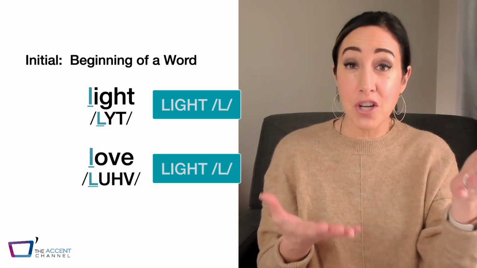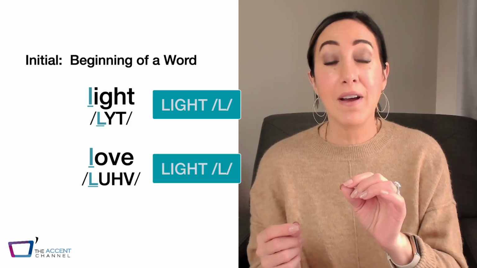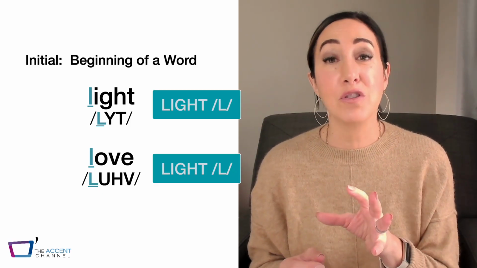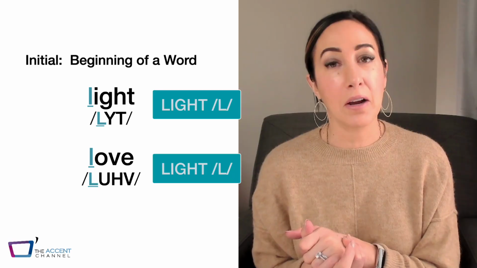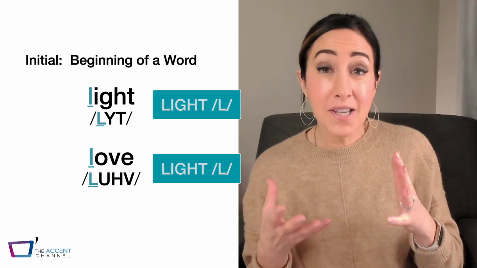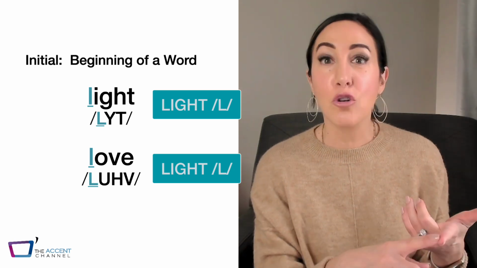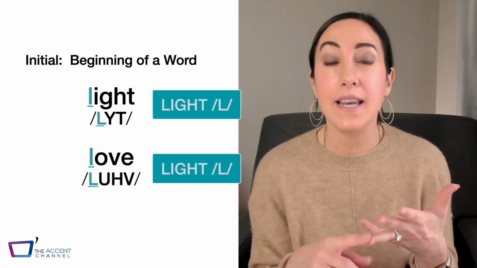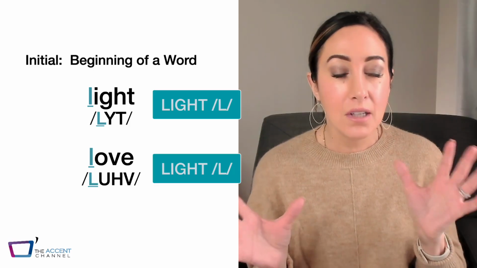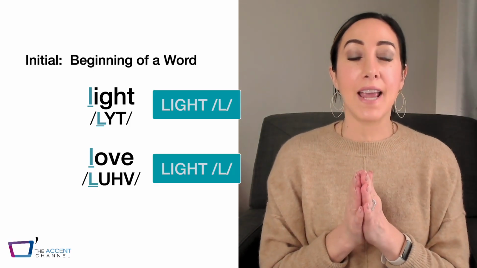In the initial position, that's easy. It's always going to be light. In the middle of words, between vowels, it'll be light. And at the end of the word, we can use dark. But if you are not an actor, your primary focus is just making sure that you're not turning this sound into another sound like an R or a W, or deleting it completely. All right, so several different goals can come with this sound, but let's practice together.